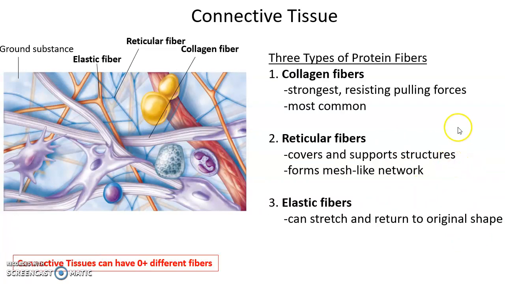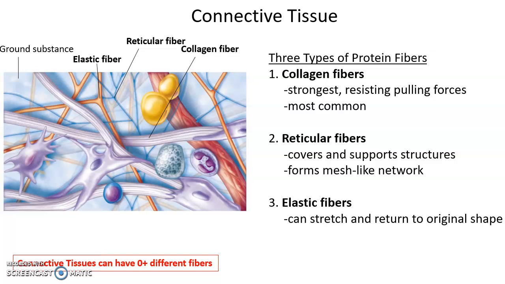For the connective tissues with protein fibers, there are three main kinds of protein fibers. You have collagen fibers. Collagen fibers are long, thick fibers that are able to resist pulling forces. So they're able to resist forces pulling on the tissue, which helps to keep the tissue held together. And collagen fibers are the most common type.